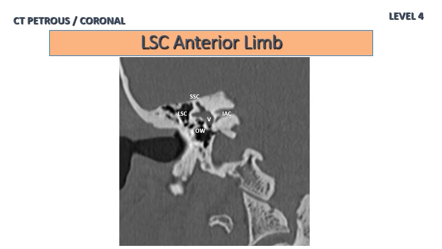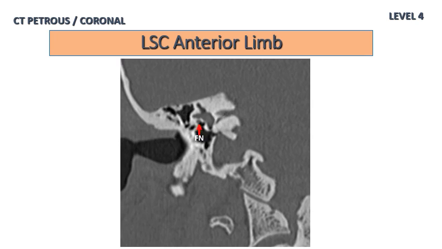At this level, we can see the internal auditory canal, the vestibule, the lateral semicircular canal and the superior semicircular canal opening in the vestibule, and the oval window. A very important structure to focus on at this level is the tympanic segment of the facial nerve, which is present inferior to the lateral semicircular canal.